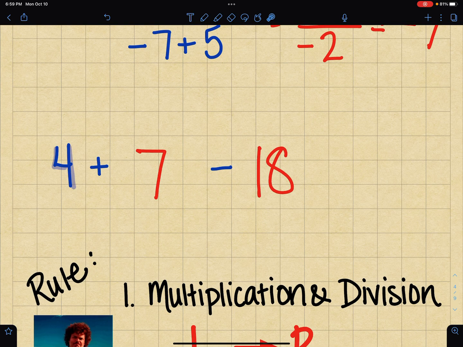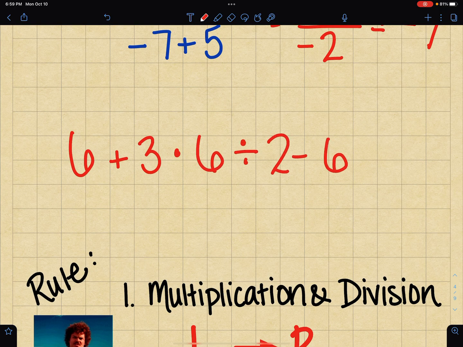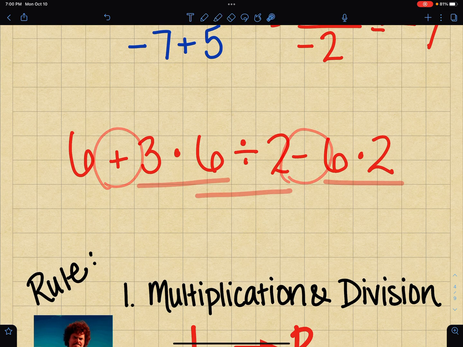So if you see something that is really long, like this, let me show you. 6 plus 3 times 6 divided by 2 minus 6 times 2. What you do is first you do multiplication and division. So we're going to do this first, 3 times 6, then we do 6 divided by 2, and then we do 6 times 2. And at the end, we do all the addition and the subtraction.